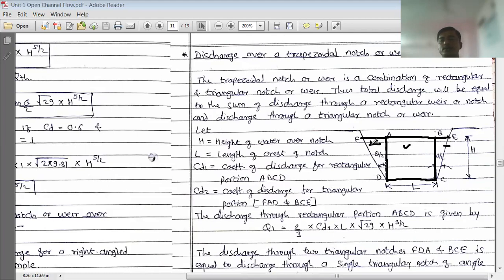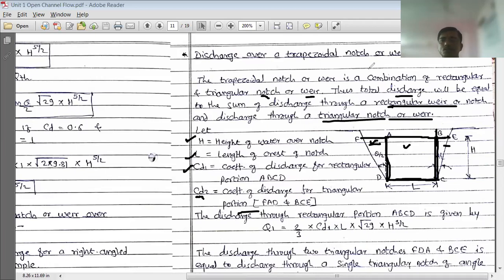The discharge we can find here. The trapezoidal notch or weir is the combination of rectangular and triangular notch or weir. Thus total discharge will be equal to the sum of the discharge through the rectangular weir or notch and discharge through the triangular notch or weir. Let h be the height of water over the notch, L the length of the crest of the notch, CD1 the coefficient of discharge for the rectangular portion, and CD2 the coefficient of discharge for the triangular portion.